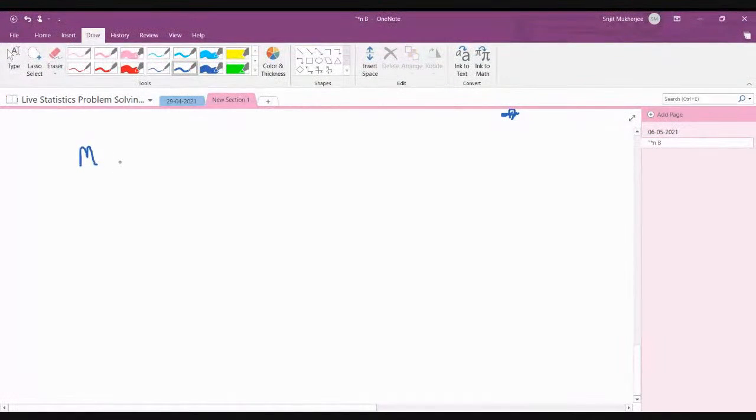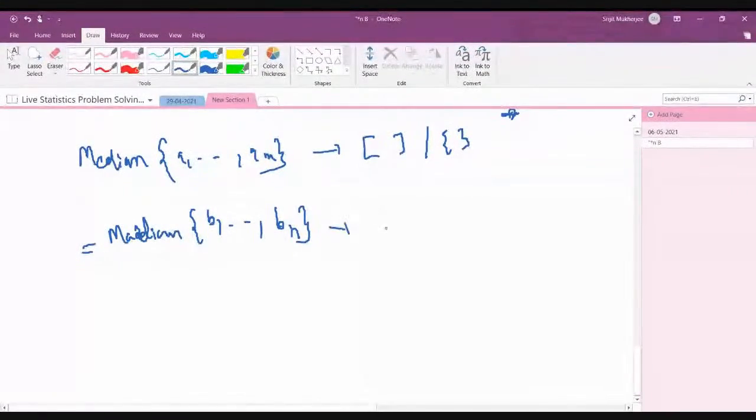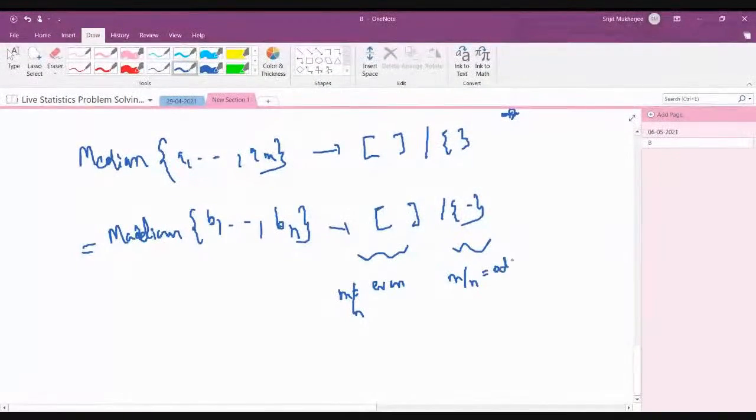We have got the median set of a1, a2, dot, am is same as the median set of b1 dot bn. So it must be an interval or a single number. Similarly, it must be an interval or a single number. It's an interval if m or n is even, and it's a singleton if m or n is odd. So since they are equal, they must be either both odd or both even at the same time, right? You understand this? All of you agree with this?